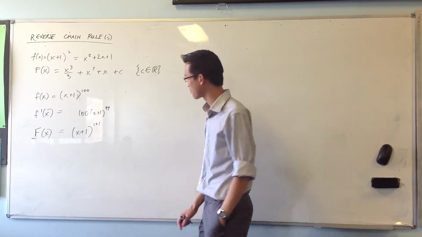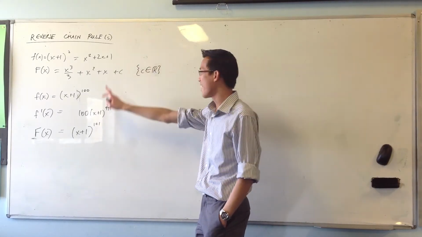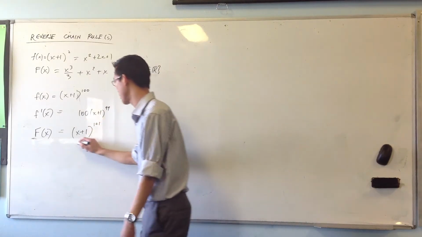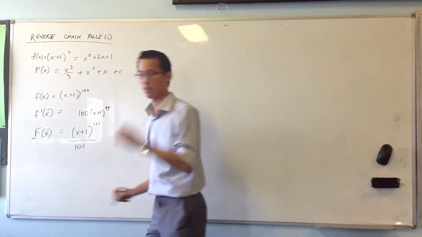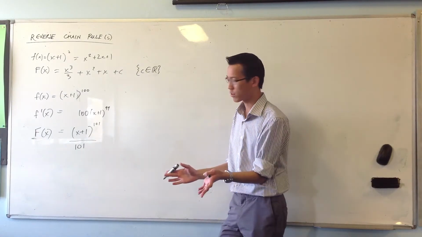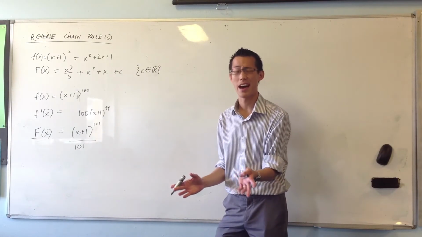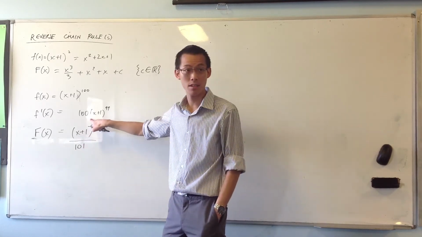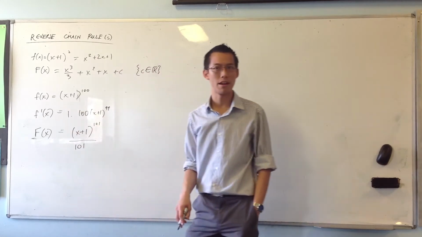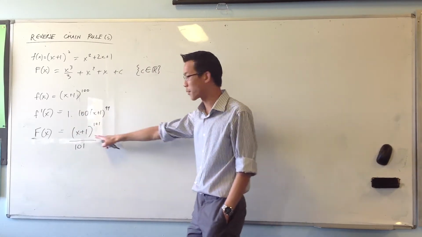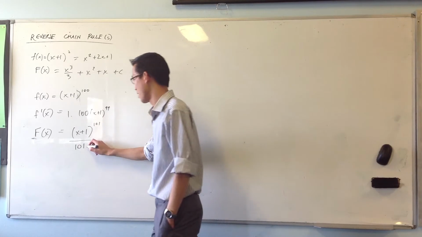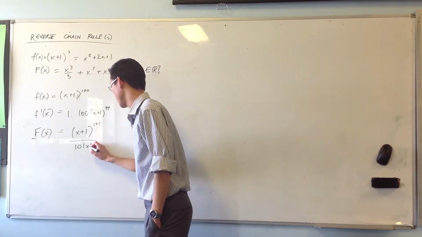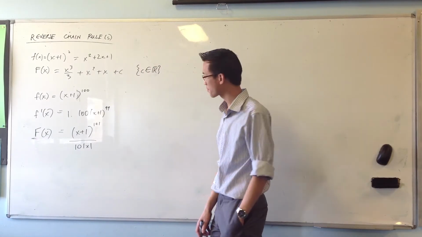Take a seat. The power's gone up. Now, here I multiplied, so now instead I divide. Now, I also probably ought to divide by the derivative of the inside, because in this case, that's what I did. Well, I multiplied by the derivative of the inside. So now I'm going to divide by the derivative of the inside, which also doesn't have an effect. Okay, does that make sense?